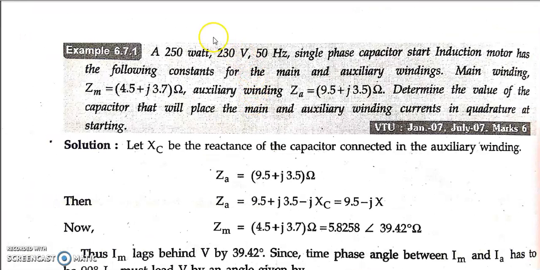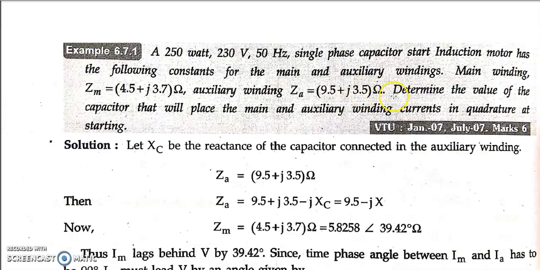Let's see another problem. This problem is based on a single phase induction motor. A 250 watt, 230 volt, 50 hertz single phase capacitor start induction motor has the following constants for the main and auxiliary winding. We know that there are two windings: one is the main winding, the other is the auxiliary winding. The main winding has impedance Zm = 4.5 + j3.7 ohm, and the auxiliary winding ZA is equal to 9.5 + j3.5 ohm.